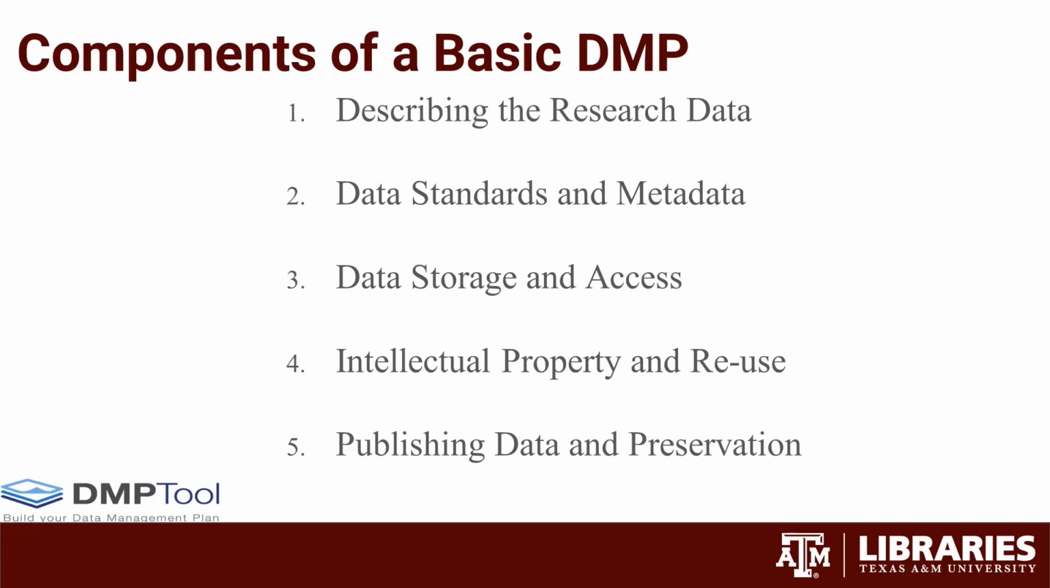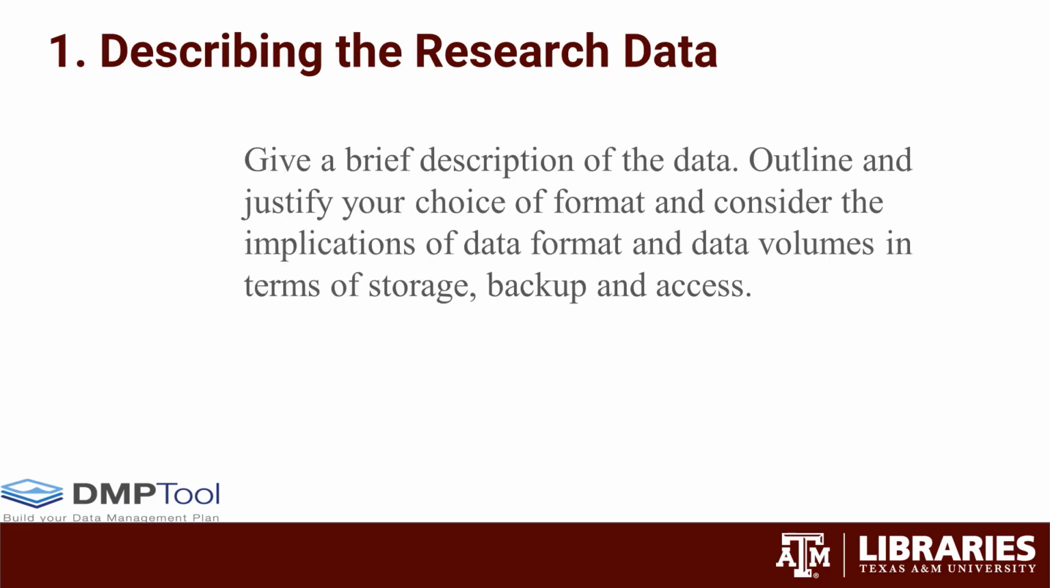While different funding agencies follow their own format for DMPs, there are typically 5 common key elements to consider when developing a DMP: describing the research data, data standards and metadata, data storage and access, intellectual property and reuse, and publishing data and preservation.